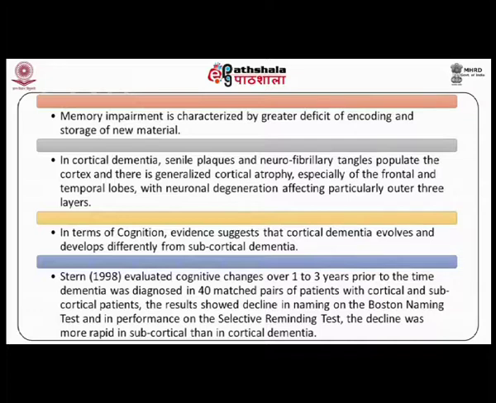In terms of cognition, evidence suggests that cortical dementia evolves and develops differently from subcortical dementia. Stern in 1998 evaluated cognitive changes over 1 to 3 years prior to the time dementia was diagnosed in 40 matched pairs of cortical and subcortical patients. The results showed decline in naming on the Boston naming test and in performance on the selective reminding test. The decline was more rapid in subcortical than in cortical dementia.